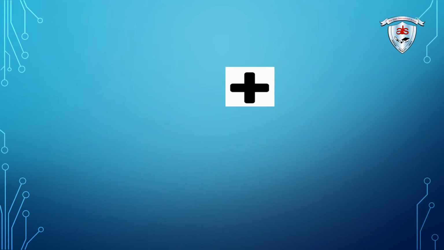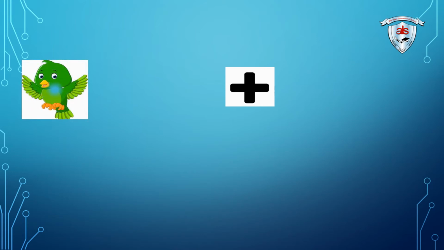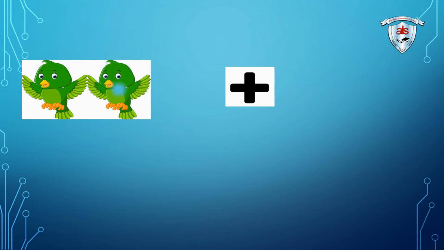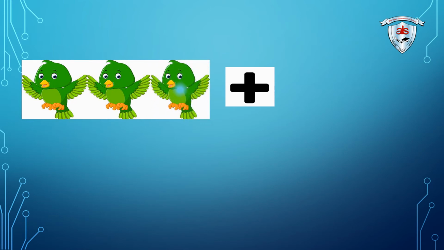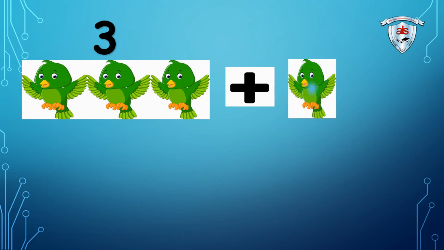Let's find out what we have here. In the first group, we have birds. So let's count the birds. 1, 2, 3. As you can see, there are 3 birds in this group. Now let's check the other group. 1, 2.